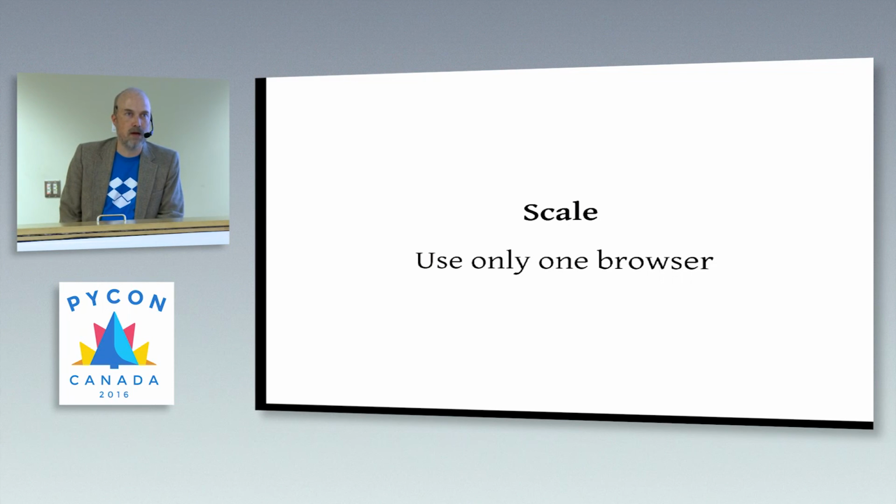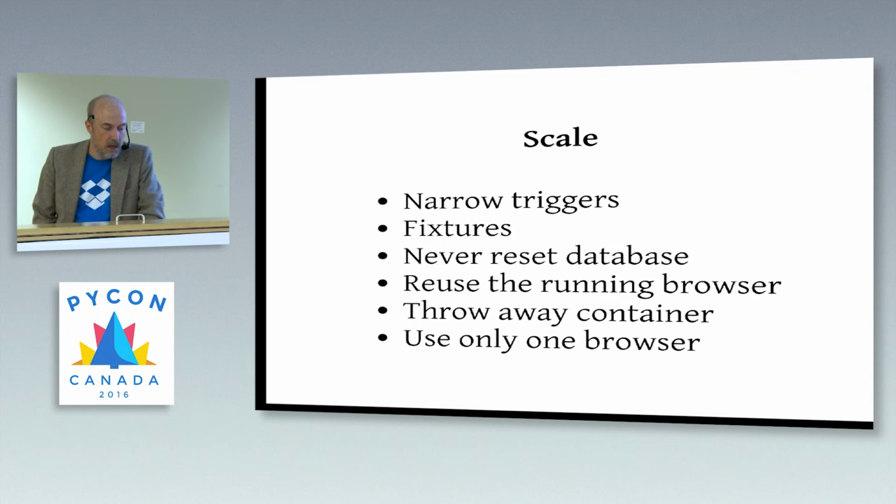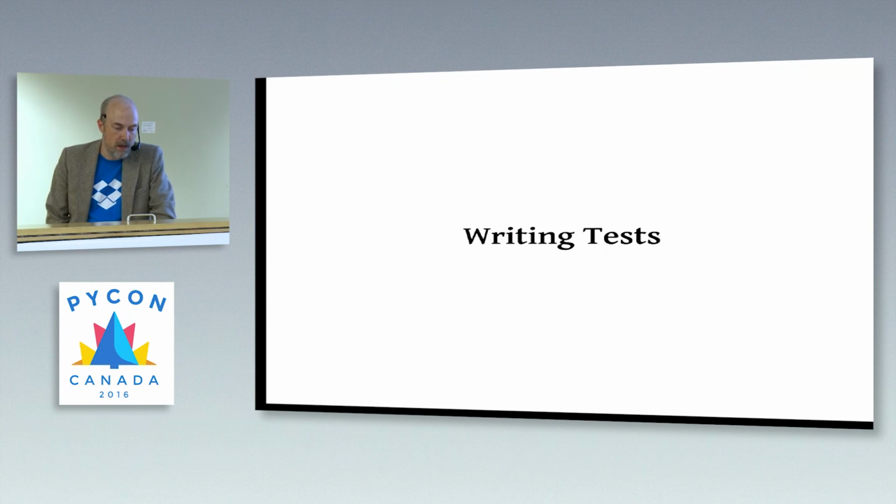We only test one browser. Chrome and Firefox and IE are converging close enough that it's just not worth doubling the cost of this entire CI system just on the off chance that Firefox does something different. So all of those steps should help you run at scale.